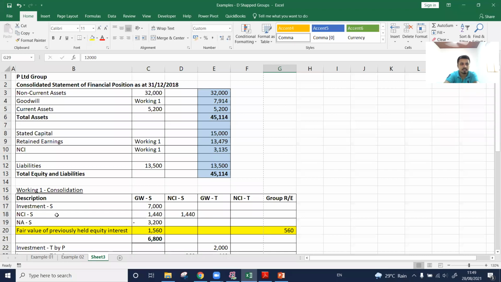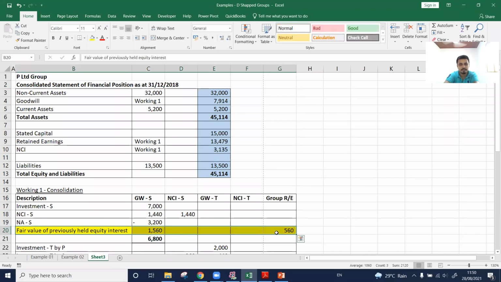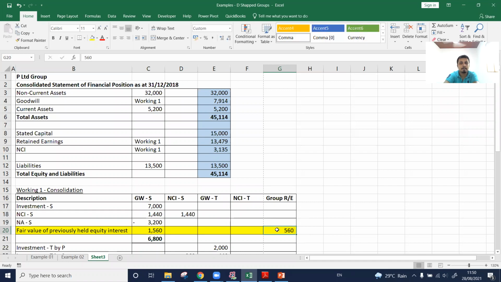So only here, the new thing was the fair value of previously held equity interest. We need to consider it when determining the goodwill. Any difference with respect to the cost of the investment, we need to transfer to the P&L, or we need to consider under group retained earnings, right?